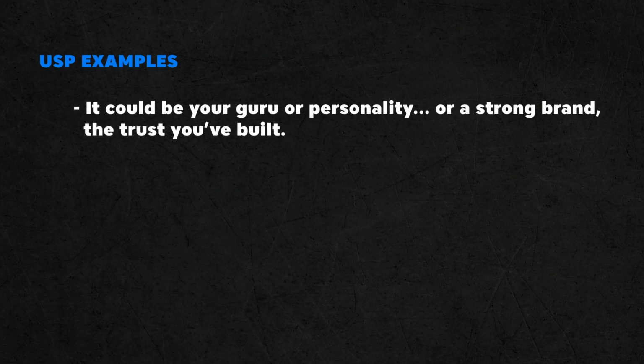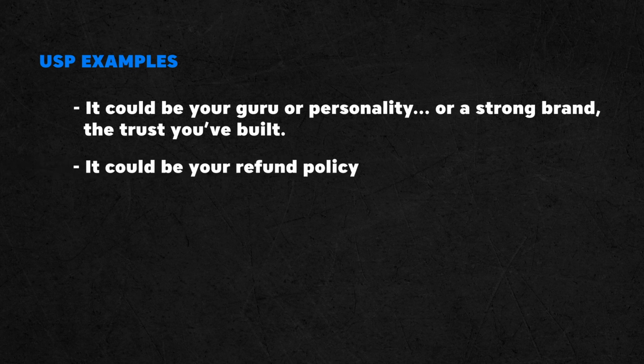A USP is just what makes you different from your competitors. So let's guide through, first, some high level examples of that. A USP might be your specific guru, or the personality, or a strong brand and the trust that you've built with that. That could be your unique selling proposition. It could just be a refund policy, right? Like nobody else refunds or has a guarantee like this, but we do. Makes us different from our competitors, okay?